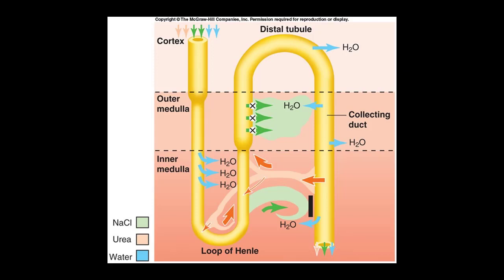So here, again, we've got our loop. They're trying to say, okay, this would be proximal convoluted tubule. Green is sodium chloride, the pink is urea, and blue is water. So this is our descending limb where water comes out. This is the ascending limb where we're pumping out sodium and chloride, okay?